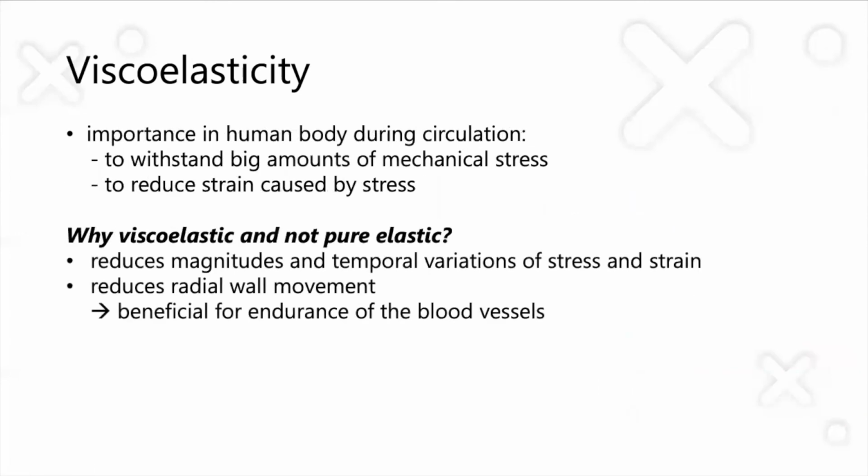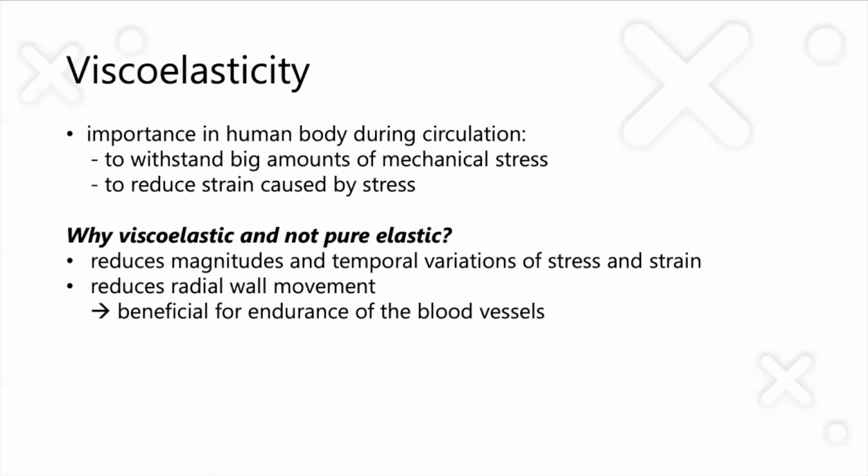So we can conclude that blood vessels have viscoelastic properties, but why is this important? The importance in the human body is relatively big during the circulation. The viscoelasticity allows it to withstand big amounts of mechanical stress that is, for example, generated by the heartbeat, and to reduce strain caused by the stress. And as we have discussed, there are multiple factors that would cause stress in the human body, and therefore the viscoelasticity of blood vessels has a huge impact on our mechanism.